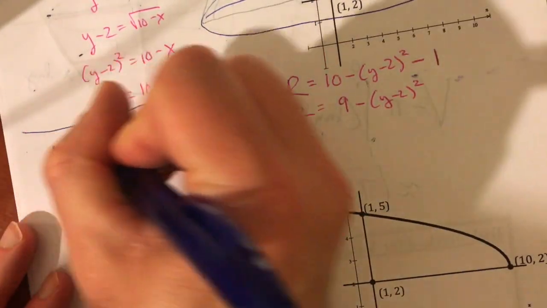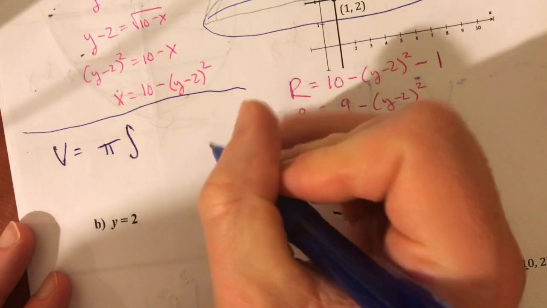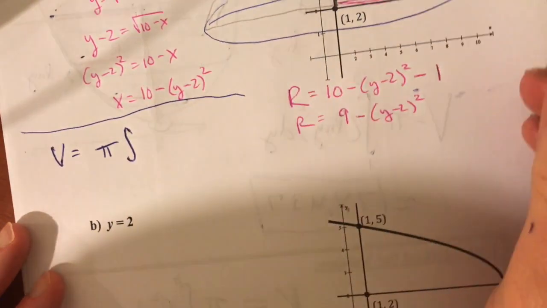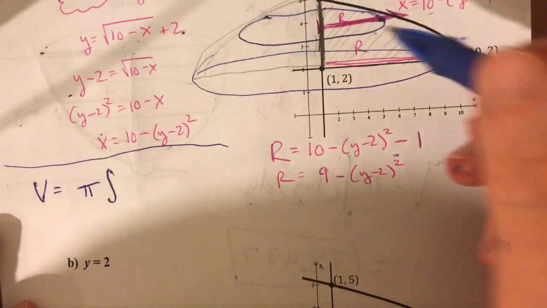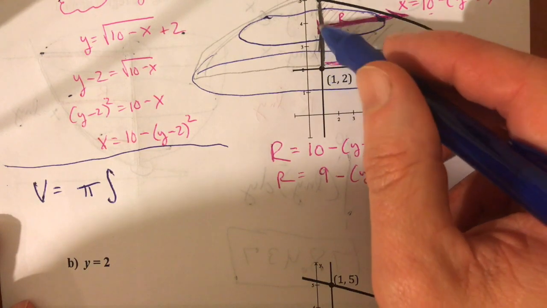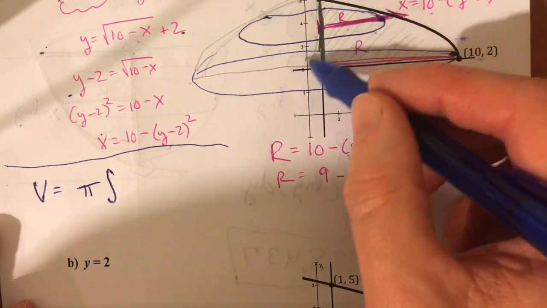And so the volume is going to be pi times the integral from what are our boundaries. We're doing it with respect to y. So think this here along the y-axis.